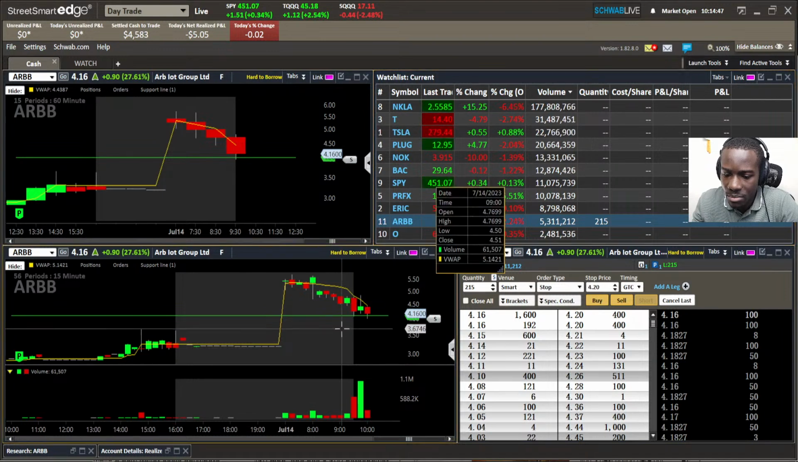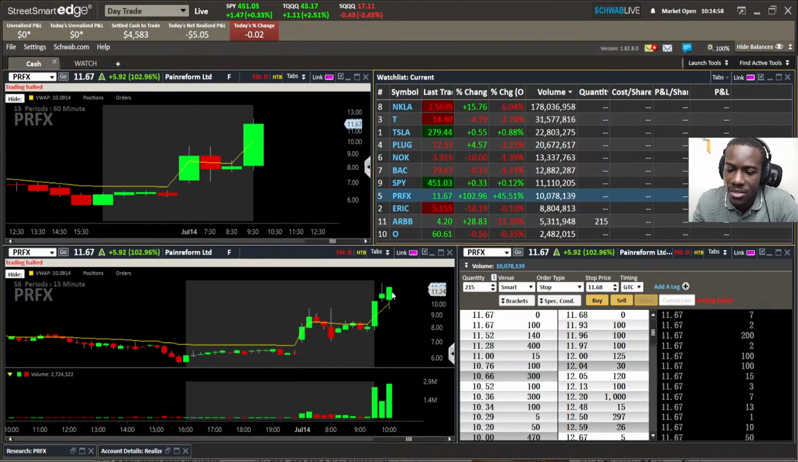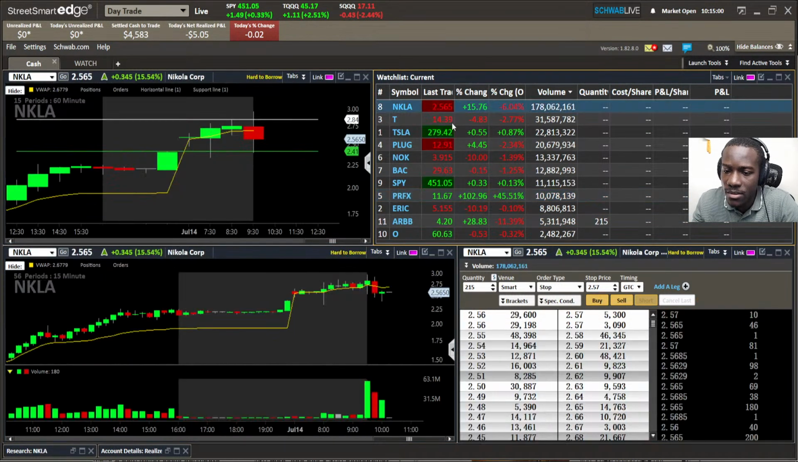416 coming back into play. I may or may not get stopped. I'll see. But this candle is going to close in 1 minute. And PRFX just went into a halt, so we got 5 minutes on that one. Should be.